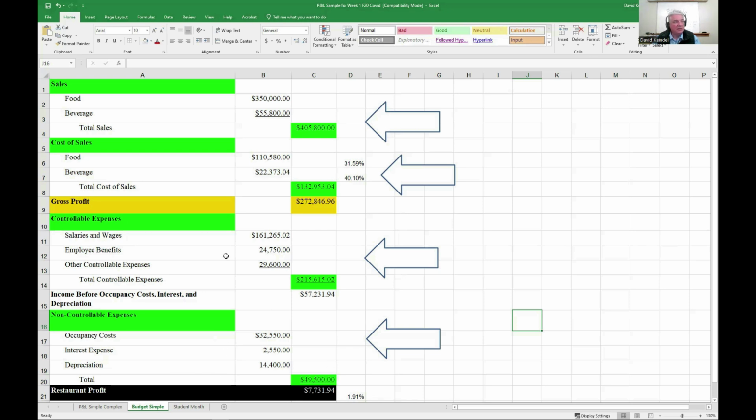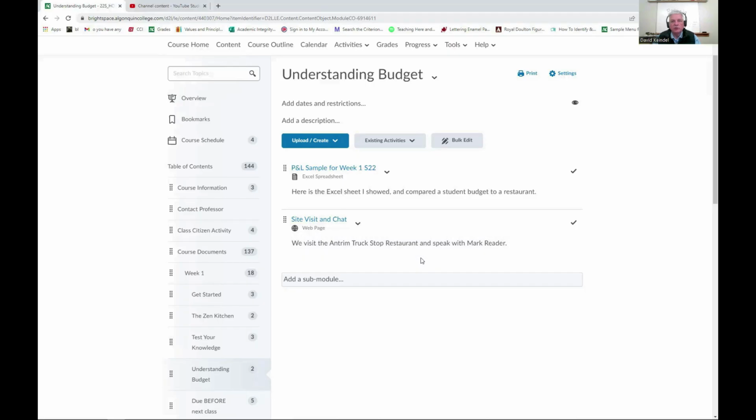Okay, so this is a basic simplified way to help you understand how budgeting works and getting comfortable with this concept of budgeting, because before we go any further, you really have to understand this. And that's what chapter 1 and 2 focus on.